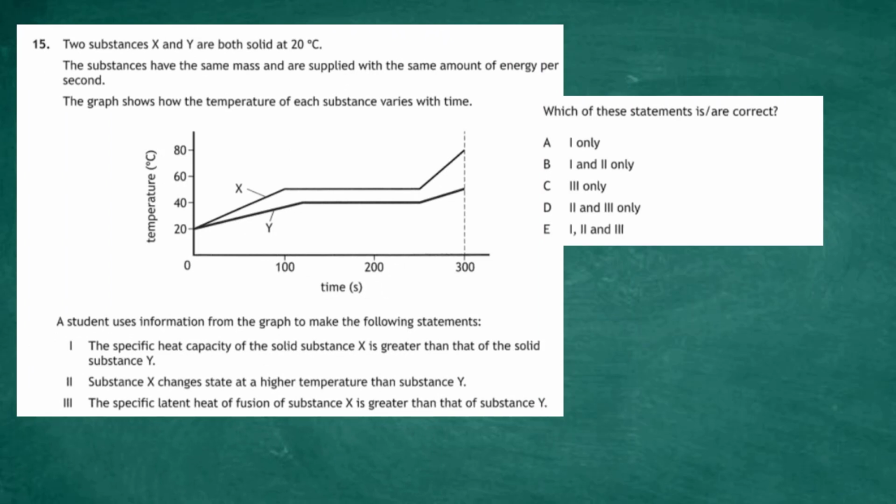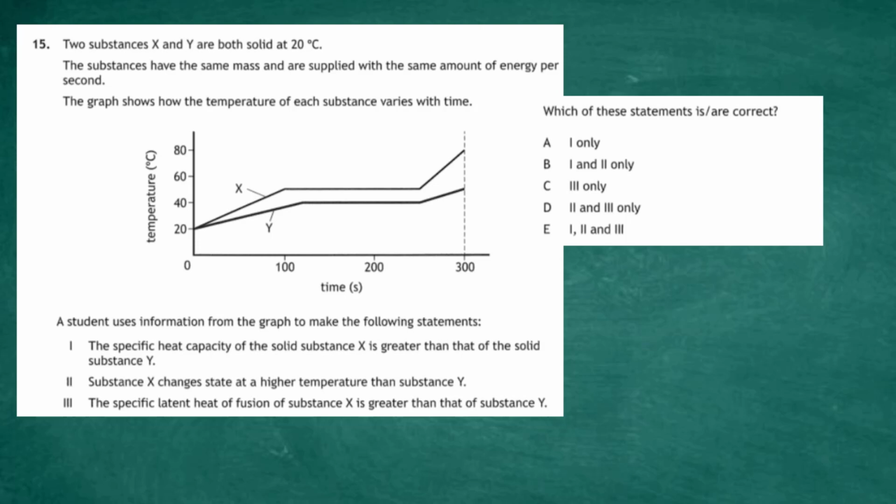Question 15. Two substances X and Y are both solid at 20 degrees Celsius. The substances have the same mass and are supplied with the same amount of energy per second. The graph shows how the temperature of each substance varies with time. Now remember, the time axis shows you the time, but in reality, because we are putting energy in at the same rate, energy per second, the time axis stands for the energy supplied to X and Y. So think of the time axis as the energy supplied to both X and Y.